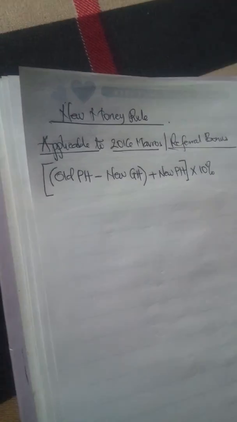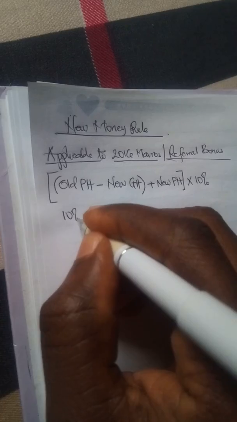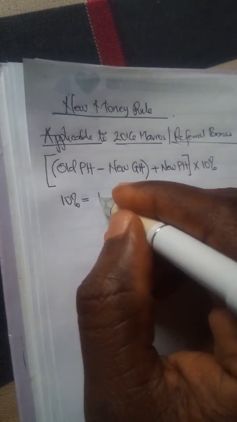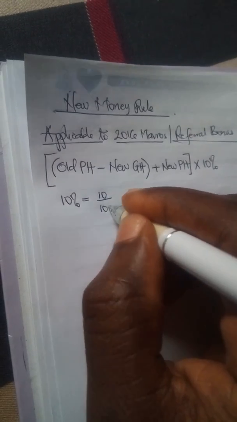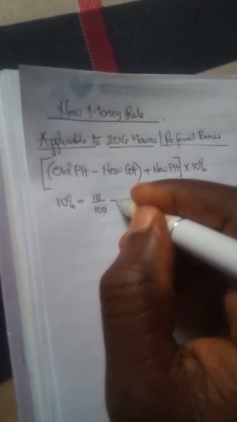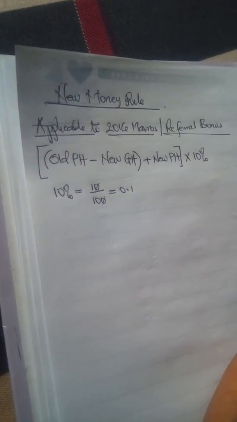Okay, and we know that mathematically 10% is the same thing as 10 over 100. You can use your calculator to do that. It will give you 0.1.